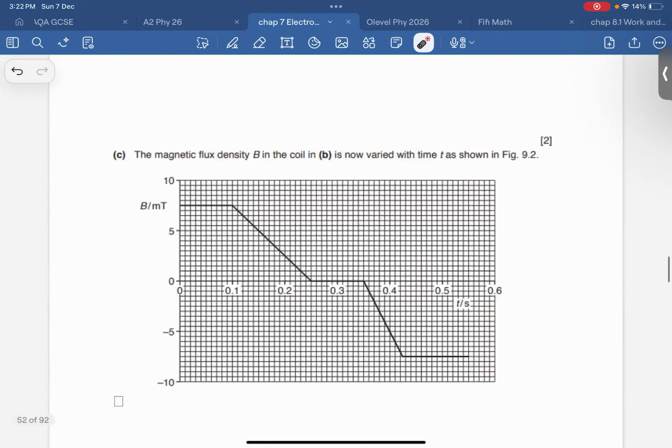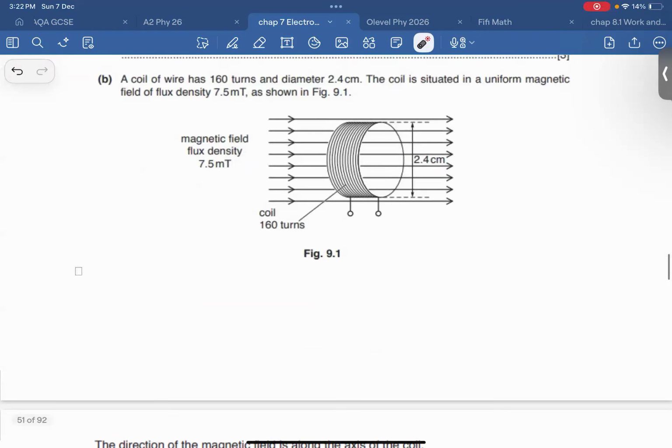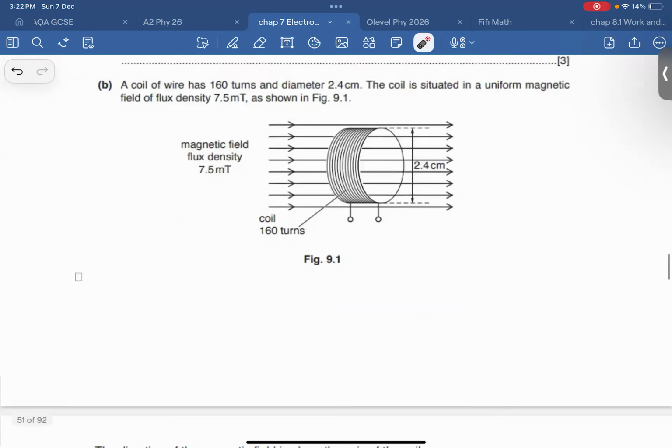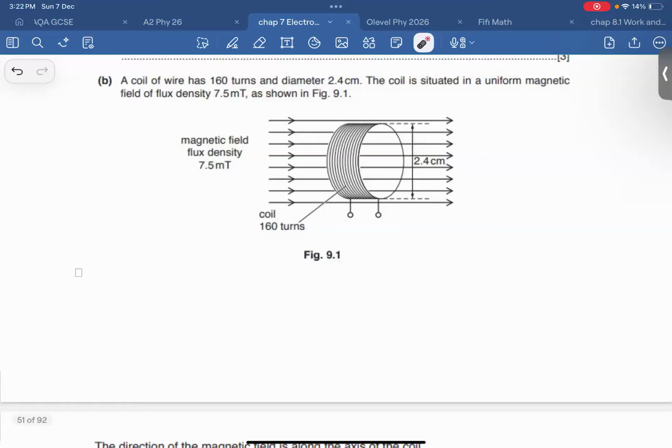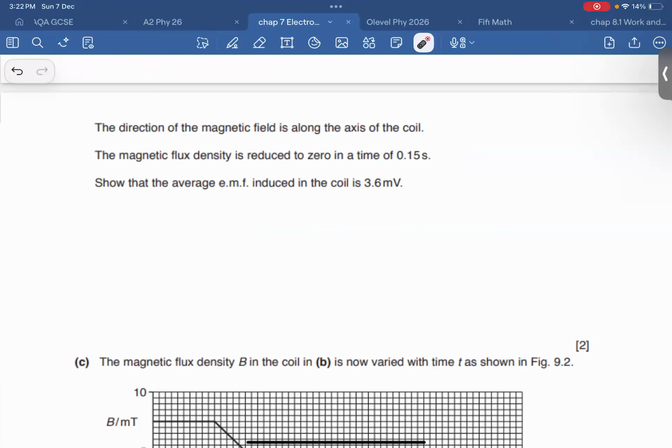Okay, Ibrahim, can you please read the question? Part B. A coil of wire has 160 turns and diameter 2.4 centimeters. The coil is situated in a uniform magnetic field with flux density 7.5 mT as shown in figure 9.1. The direction of the magnetic field is along the axis of the coil. The magnetic flux density is reduced to 0 in a time of 0.15 seconds. Show that the average EMF induced in the coil is 3.6 millivolts.